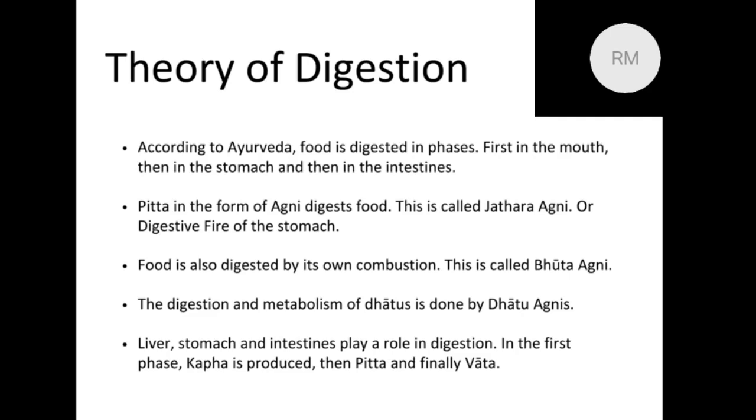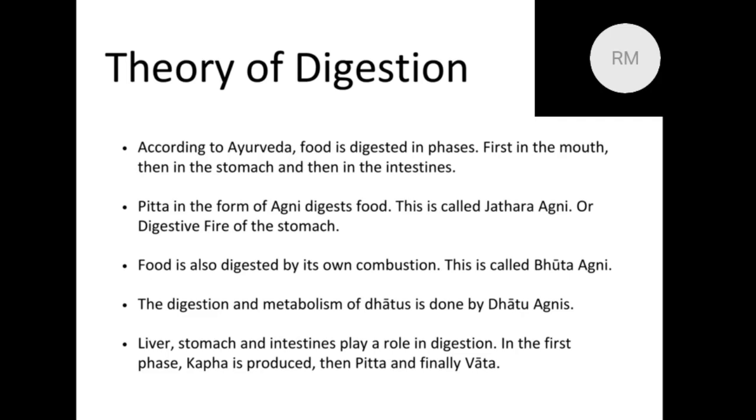In the first stage, we have the mucus secretions, saliva and other substances which are produced, which represent Kapha. And once the food becomes moistened, then the body begins to produce the digestive enzymes, which are said to have a domination of sour taste. And then we have finally pungent taste domination. And this is the third phase of digestion.